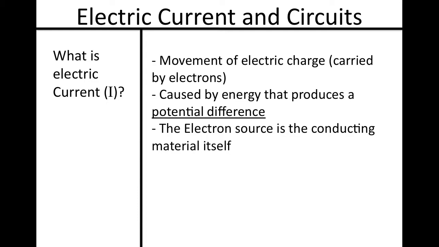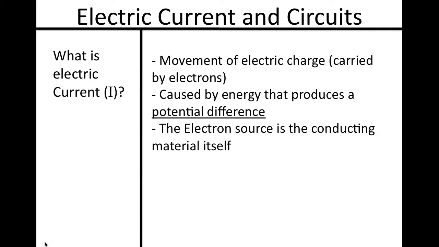Electric current, denoted by the capital letter I, is the movement of electric charge, which is carried by electrons. If you remember that atoms have electrons, and these electrons have a negative charge, this is why we call this an electric charge: the charge is carried by electrons.